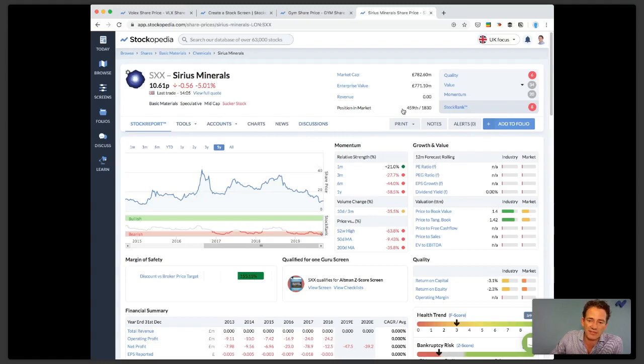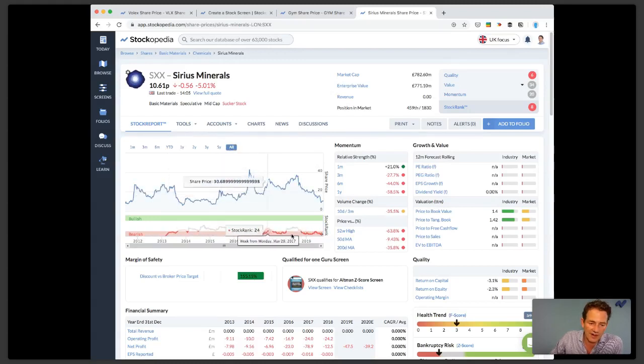I want to show you some other great facilities on the page as well. But you can see on here, Sirius has always had a very, very poor ranking, and it's often so loved by private investors.